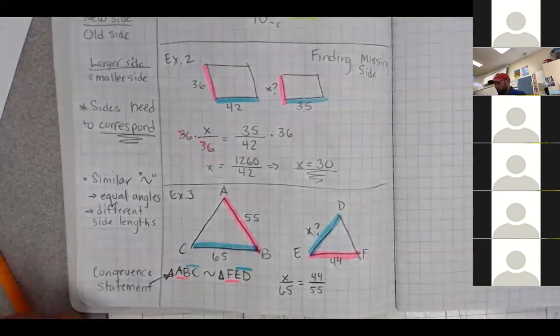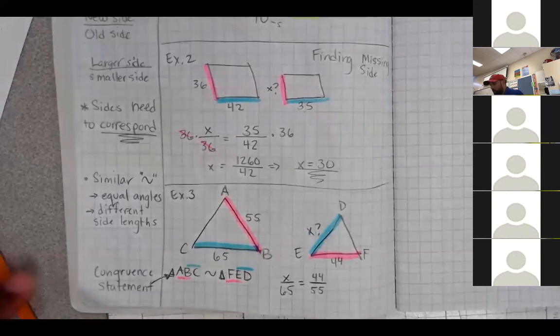Now we just need to solve for x. So what we're going to do is multiply both sides by 65.